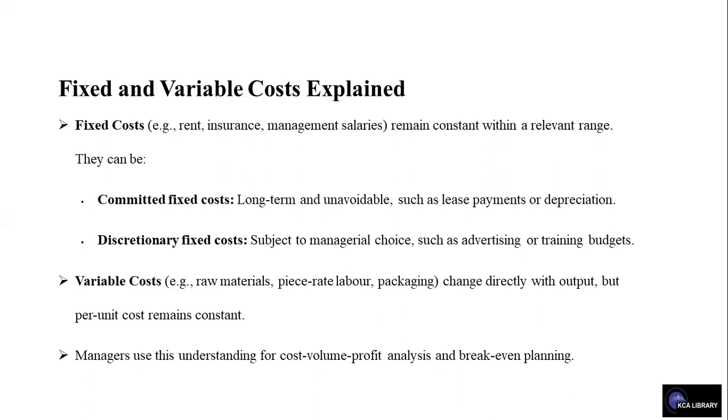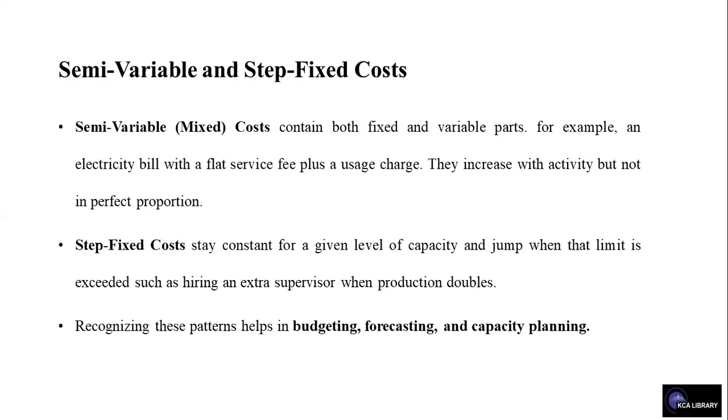And for the variable costs, they are raw materials, piece rate labor, and packaging, which change directly with output, but per unit cost remains constant. And for these, managers use this understanding for cost volume profit analysis and break-even planning, as we will still look at in the coming module.